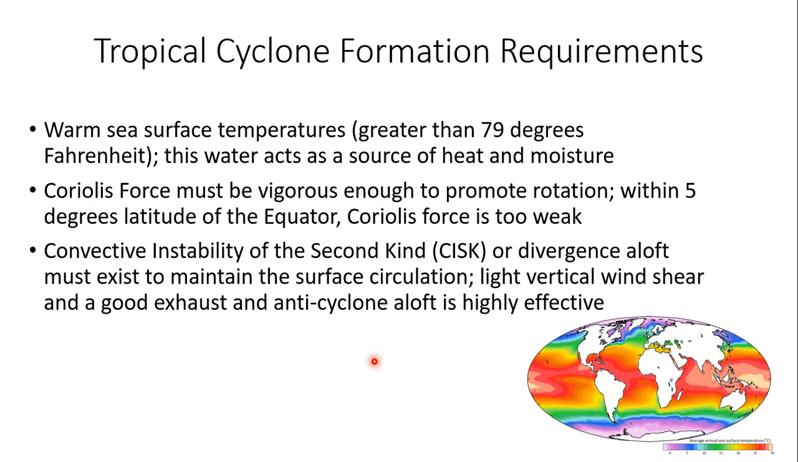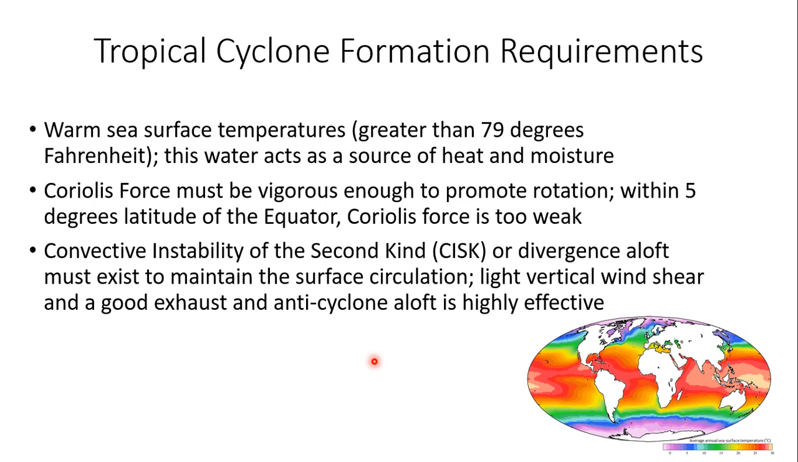You need that exhaust above a tropical cyclone to remove the mass aloft and to increase the low-level convergence over the warm ocean waters. Additionally, you're looking for light vertical wind shear. You want most of the energy with a tropical cyclone to really intensify. You want most of the energy to be directed straight in the vertical.